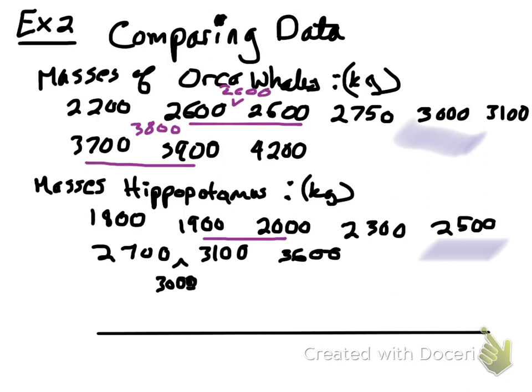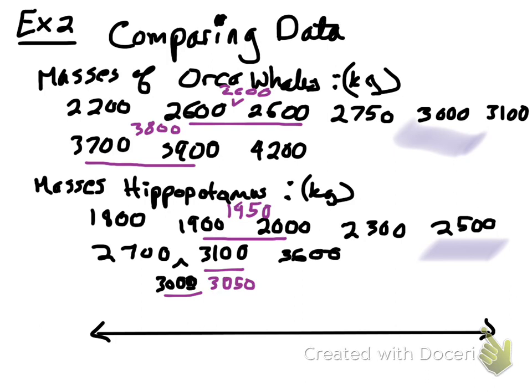For your lower quartile for the hippopotamus, 1,900 and 2,000, so 1,950 is the median. You have 3,000 and 3,100, so 3,050 as your upper quartile. You have your minimums and maximums. So we're going to go ahead and draw two box and whisker plots right over the top of one another.